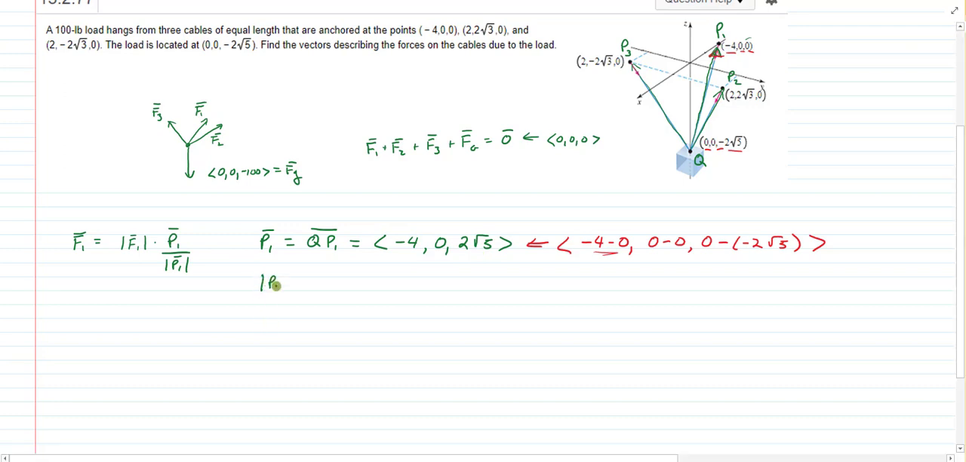So the magnitude of P1 is just going to be the square root of negative 4 quantity squared plus 0 squared plus 2 square root of 5 quantity squared. And so that gives us the square root of 16 plus, and that would be 20. So we get the square root of 36, and that gives us a magnitude of that vector of 6.